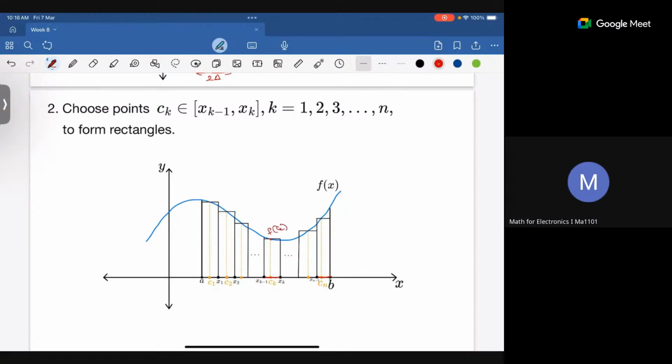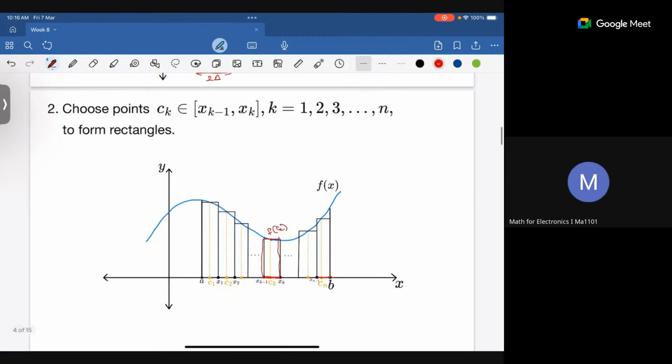Okay. So Ck and f of Ck is here. Now f of Ck will be the height of your rectangle. Now construct a rectangle with length delta and height f of Ck. That will give you the kth rectangle.